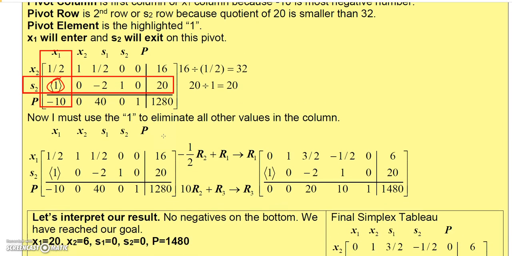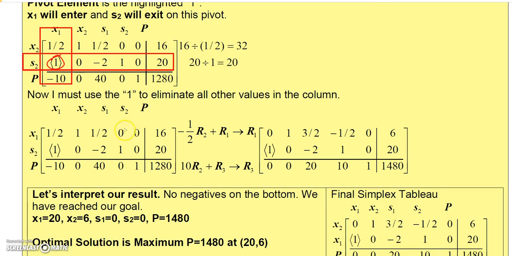Alright, so let's take a look at what happens here. I need to use the 1 to eliminate all other values in the column. So I need to use this 1 to eliminate the 1/2. The way to do that, if you remember working with matrices, is to multiply this row by negative 1/2 and add it to this row to cancel the 1/2.